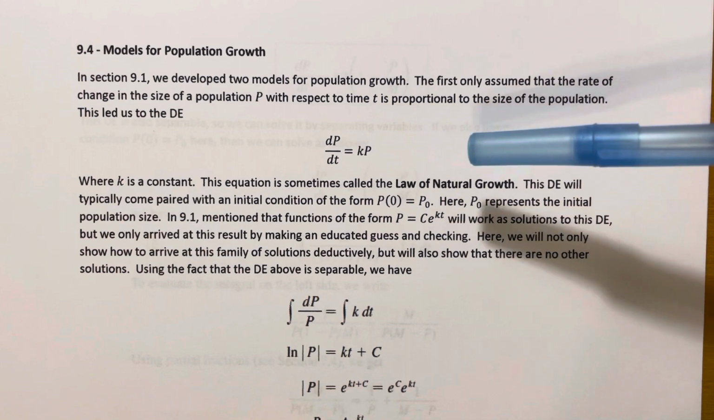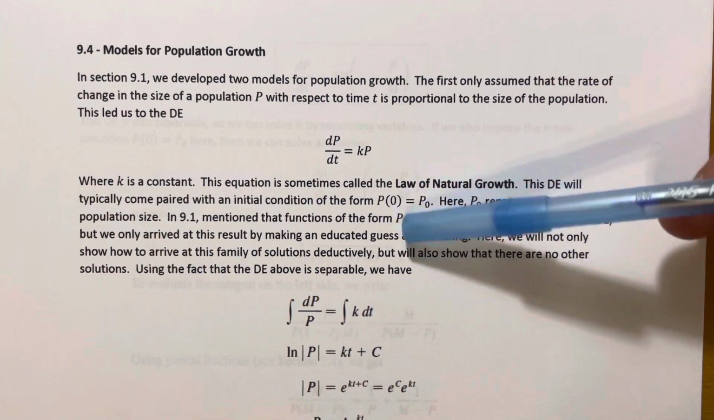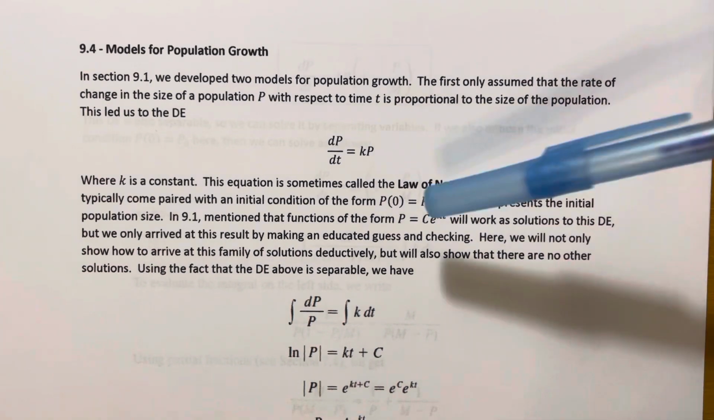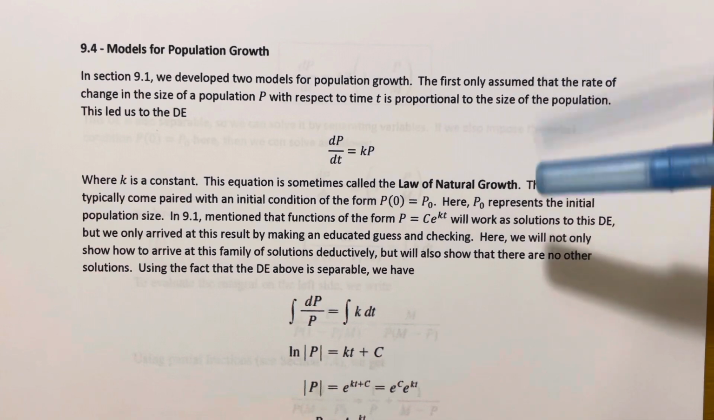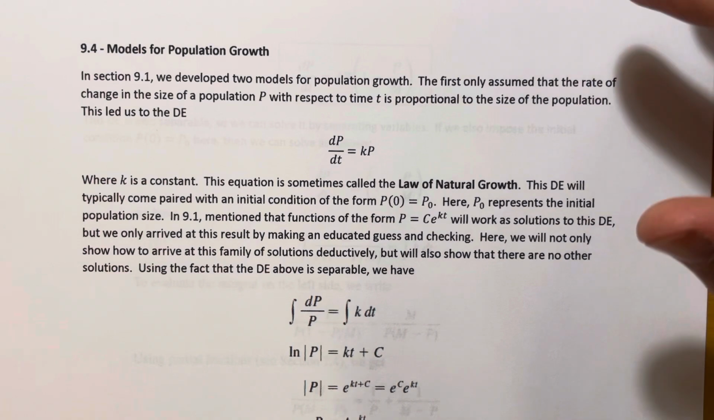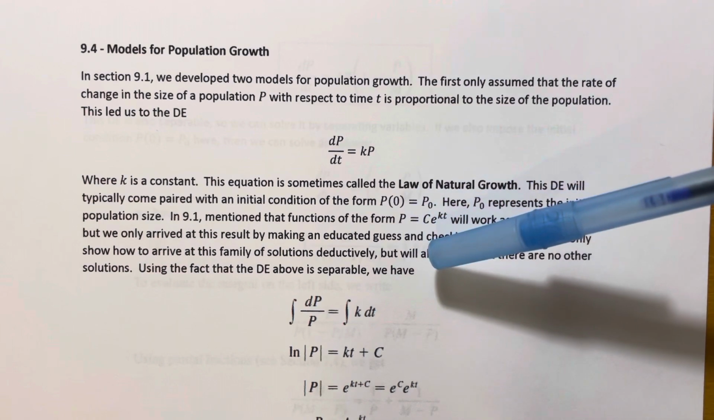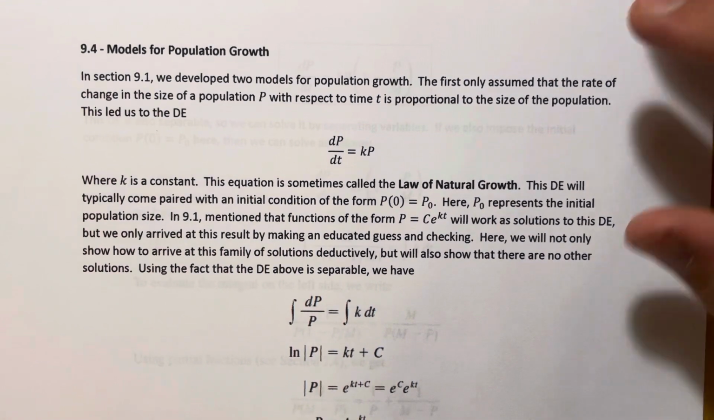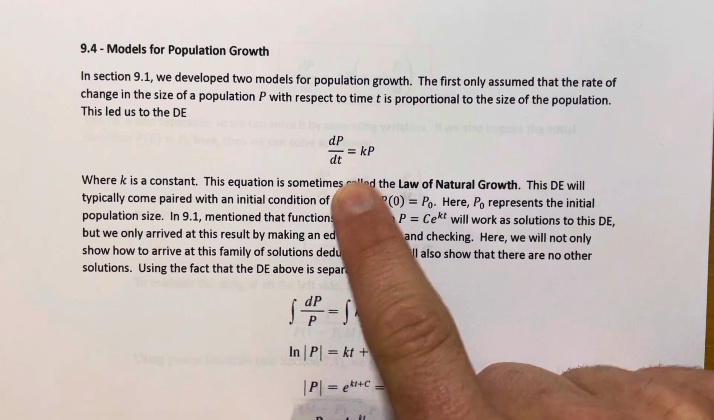But we saw back in 9.1 that solutions to this can look like P equals Ce^(kt). We verified this by checking it against our differential equation and seeing that this was satisfied by these functions. What I want to do here is show that this family of solutions to this differential equation consists of all possible solutions. In other words, there aren't other solutions that look different than this. These are the only ones that exist. We can do this by using what we learned in the previous section. This is a separable differential equation.